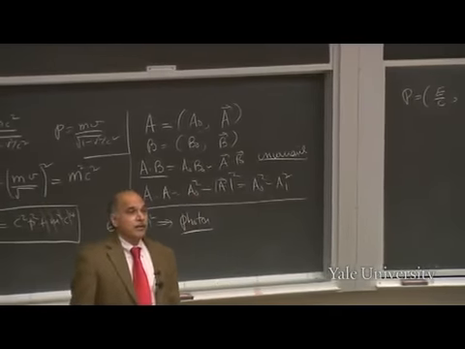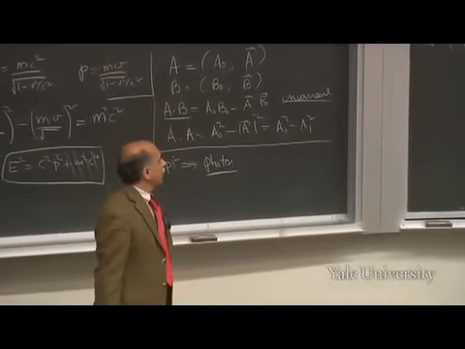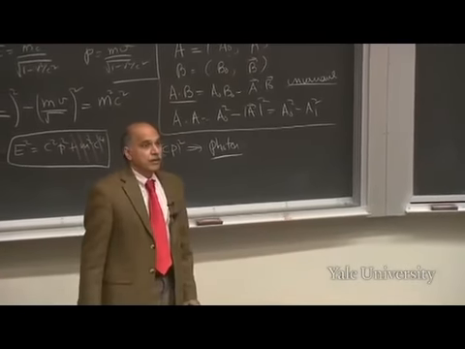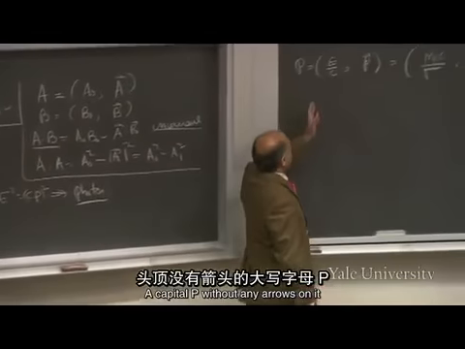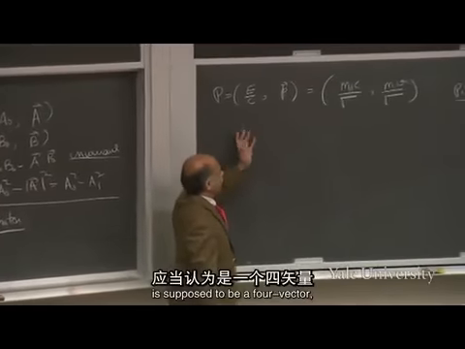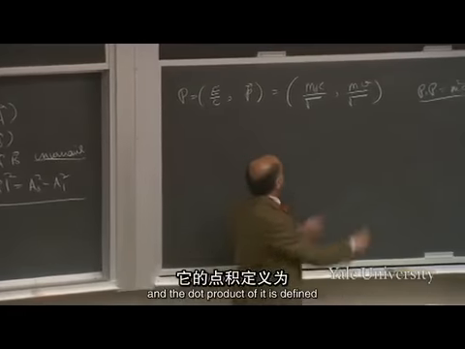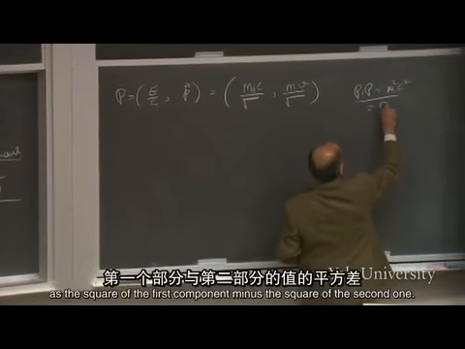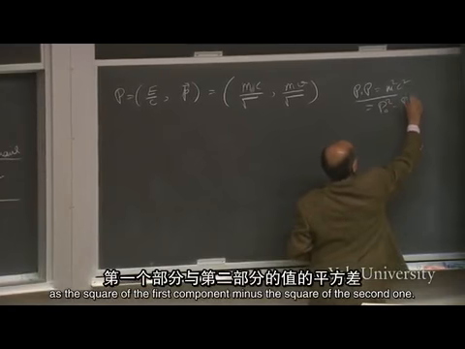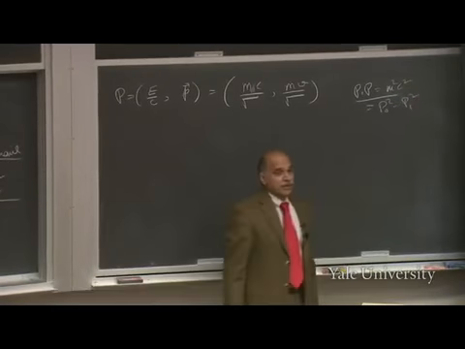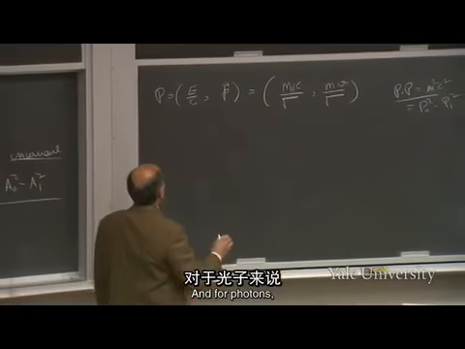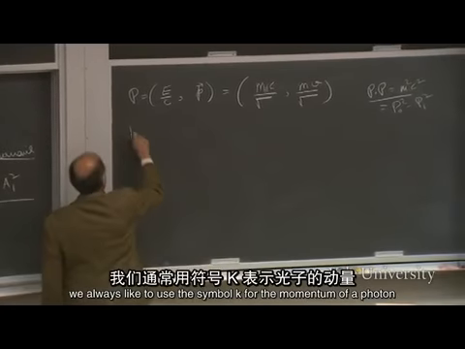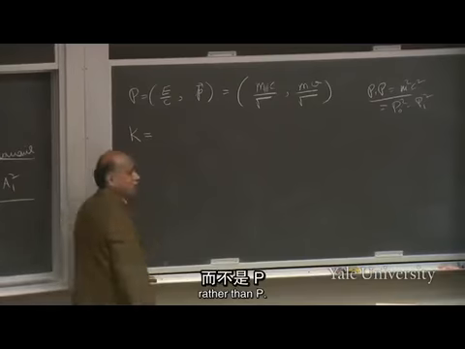Yes? When you're writing P dot P there on the right, that's the P that is the component of the 4 vector? Yeah, capital P without any arrows on it is supposed to be a 4 vector, and the dot product of it is defined as the square of the first component minus the square of the second one. That's correct. And for photons, we always like to use the symbol K for the momentum of a photon rather than P.